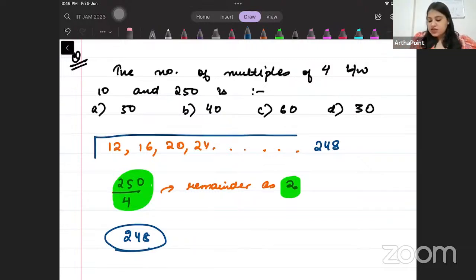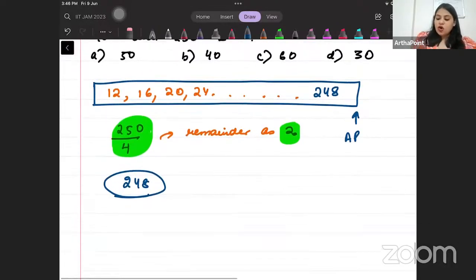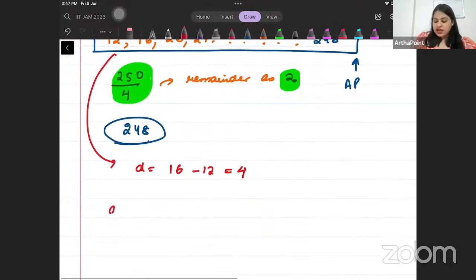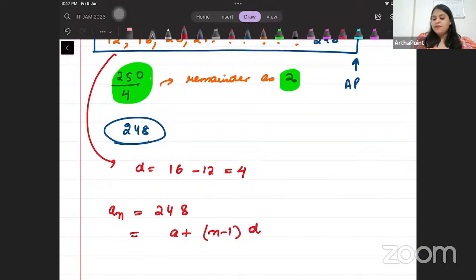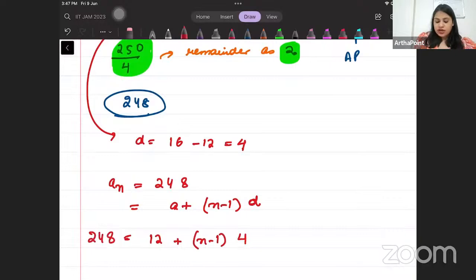Now this series is in AP. And the common difference that I have is 16 minus 12, which is 4. The common difference is 4 because it is multiples of 4. So beta, now I know that AN, the last number, is 248. And AN is given by A plus N minus 1 into D. First number of the series is 12. N I don't know. Common difference is 4. And the last number is 248.